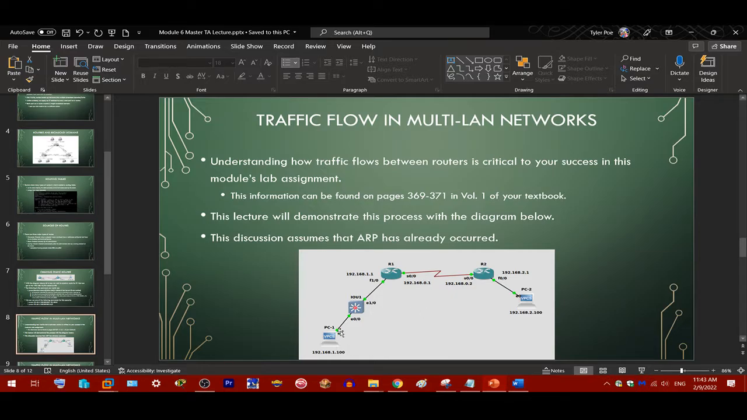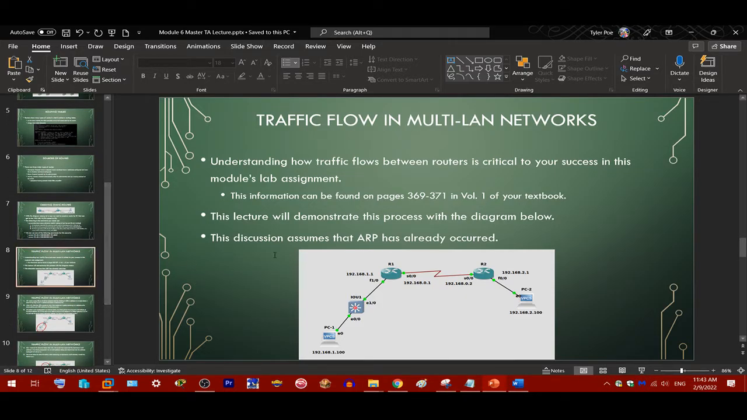So we have a computer connected to a switch, which connects to another router, and we have two router interfaces connected to one another, and finally the second router connects directly to the other PC. So my discussion assumes that ARP has already taken place. We're pretty much just discussing the ping process. ARP has already occurred. We're not focusing on ARP in this scenario.